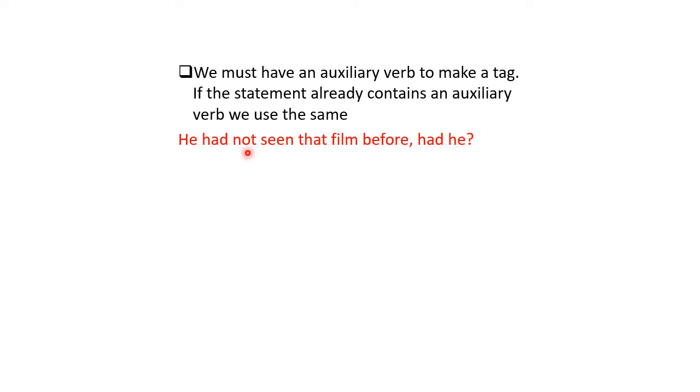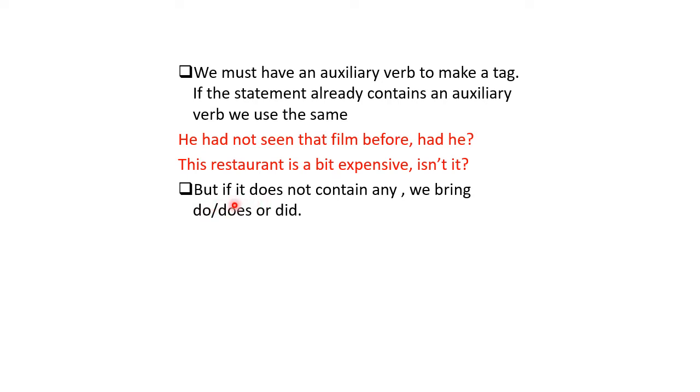Okay? So if there is already an auxiliary verb available in the sentence, it is quite easy, but sometimes it may not be so. In simple present and simple past we don't get auxiliary verbs simply, so in that situation we need to bring do, does, did. For example, this restaurant is a bit expensive, so is can be used here. It is affirmative, so isn't it. But if it does not contain any auxiliary verb, we bring do, does, or did, as I told you previously.